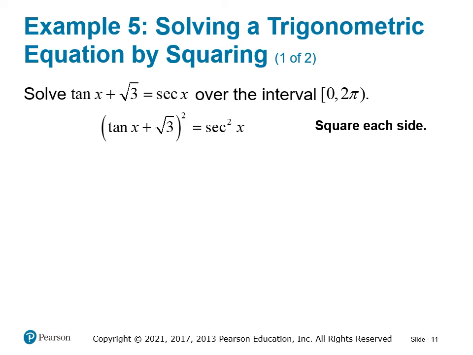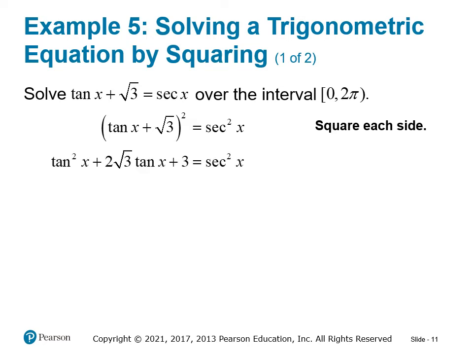Remember, we don't have anything that relates tangent with secant, but we do have something that relates tangent squared with secant squared. So here I'm squaring both sides of the equation, because I remember that there is an identity that connects tangent squared and secant squared.